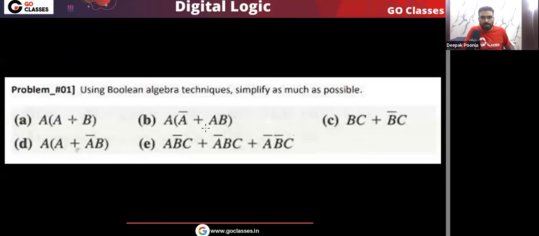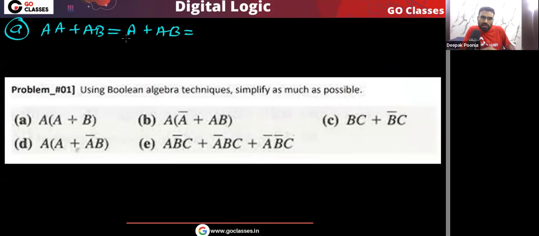I hope you understood. Let's solve this question using Boolean algebra techniques. Simplify as much as possible. So let's see this option A first. That is A and (A or B). So you can just multiply inside. You will get AA or AB. What is AA? That is same as A. So A or AB, you can apply the absorption rule and finally you will get A.